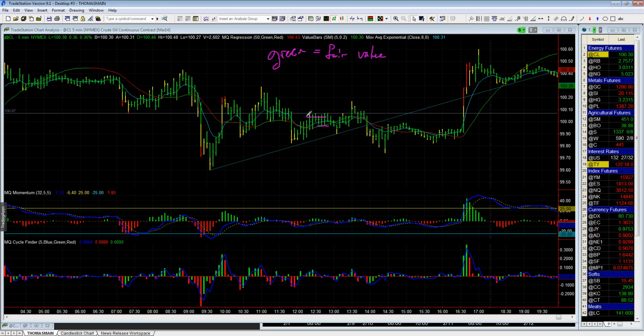Above and below that, the upper yellow and lower yellow bar segments are moderately overvalued and moderately undervalued. And then above and below the yellow segments, the upper and lower red segments are significantly over and significantly undervalued. Again, the indicator is value bars. It's the same sort of thing as value charts, except it's plotted over top of your price bar.